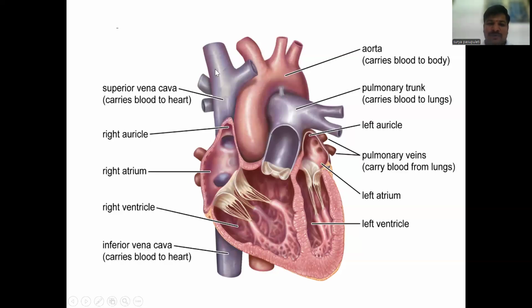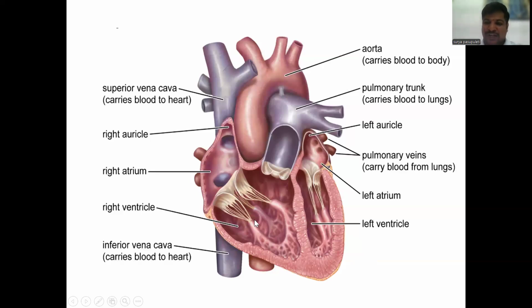The right atrium receives deoxygenated blood from all parts of the body. The superior vena cava drains deoxygenated blood from the upper parts of the body into the right atrium, and the inferior vena cava drains deoxygenated blood from the lower parts of the body into the right atrium. From the right atrium, the blood moves into the right ventricle through the tricuspid valve. Here you can see it has 3 cusps, hence it is known as the tricuspid valve.